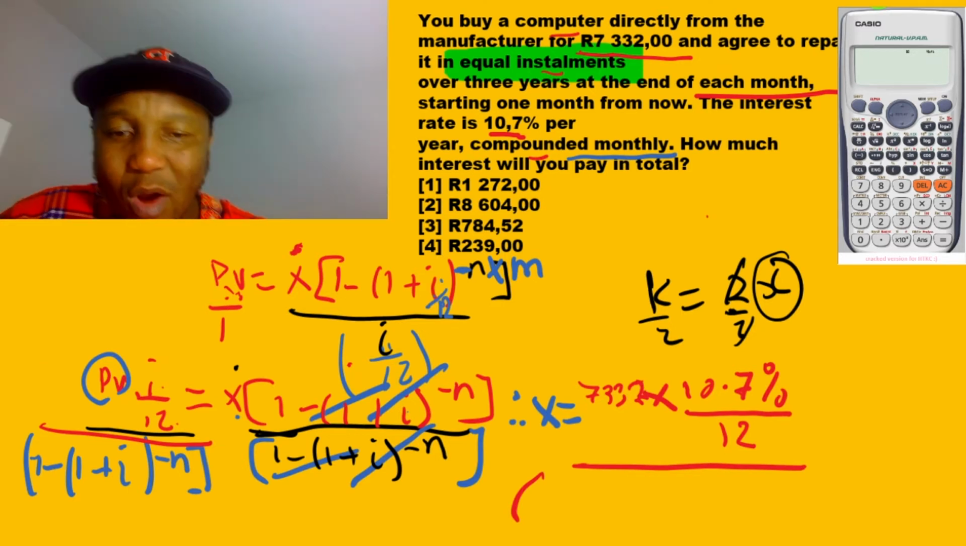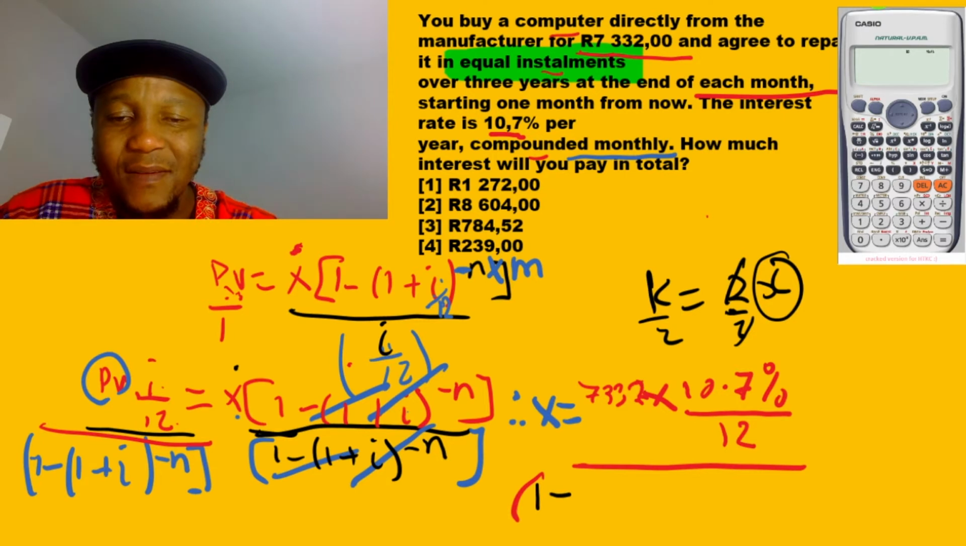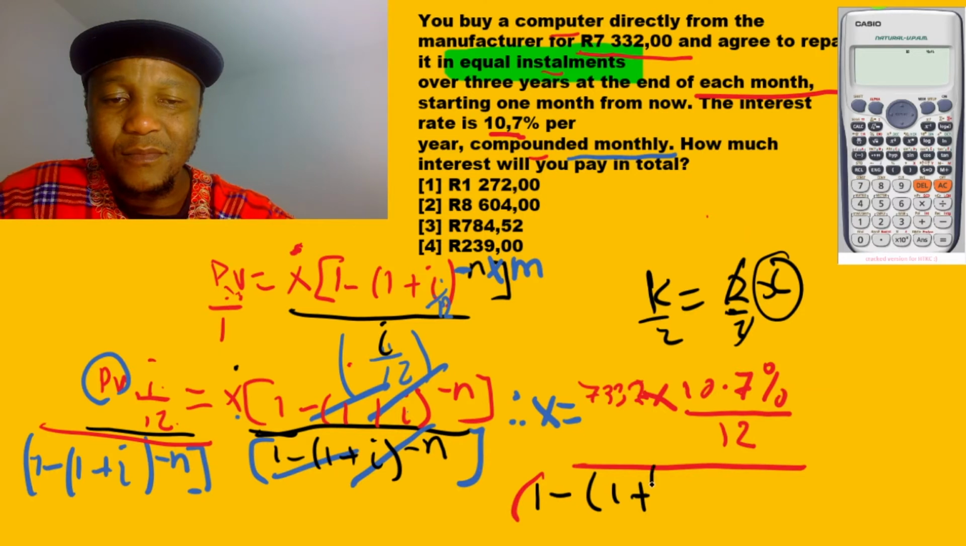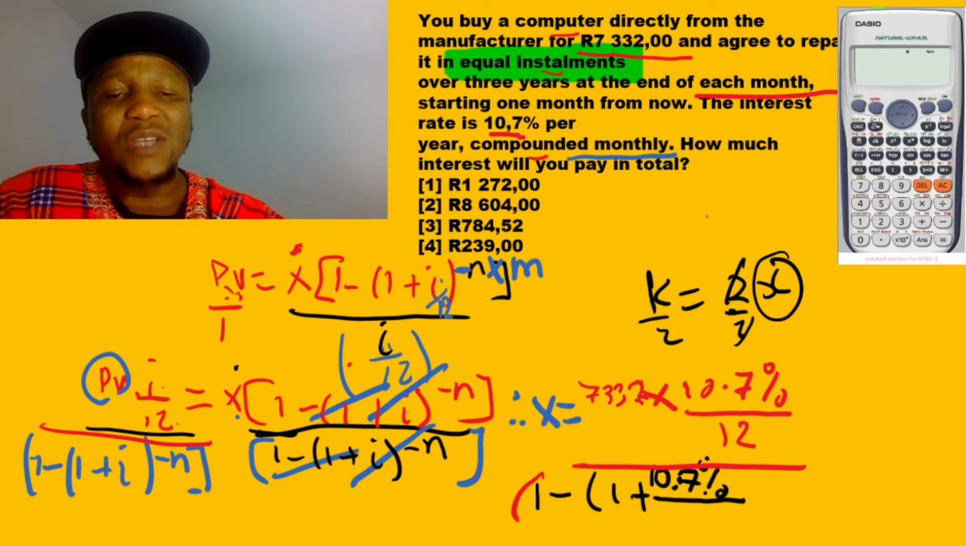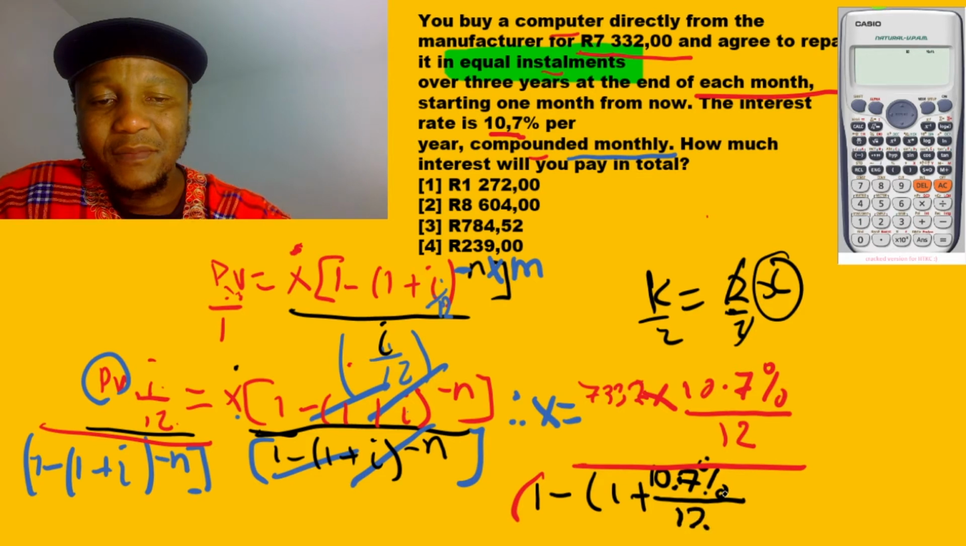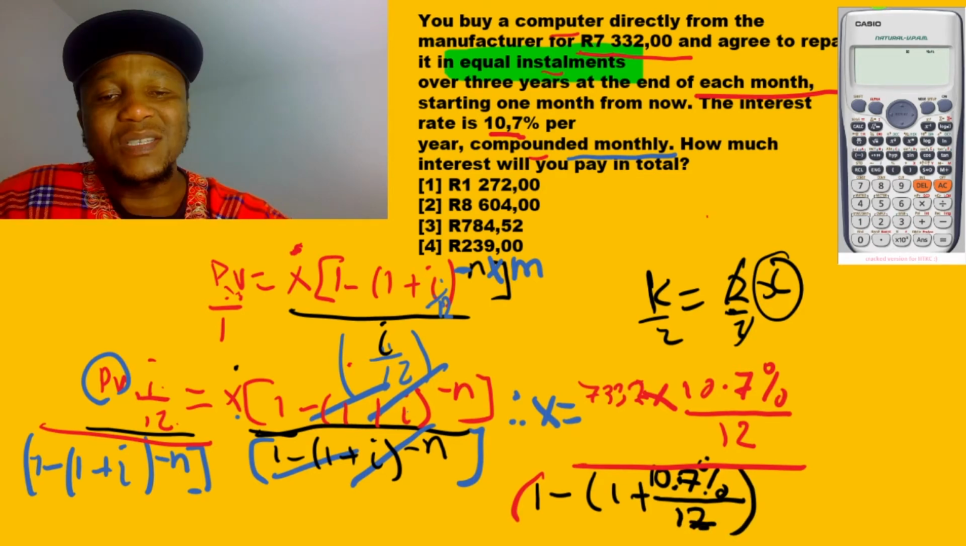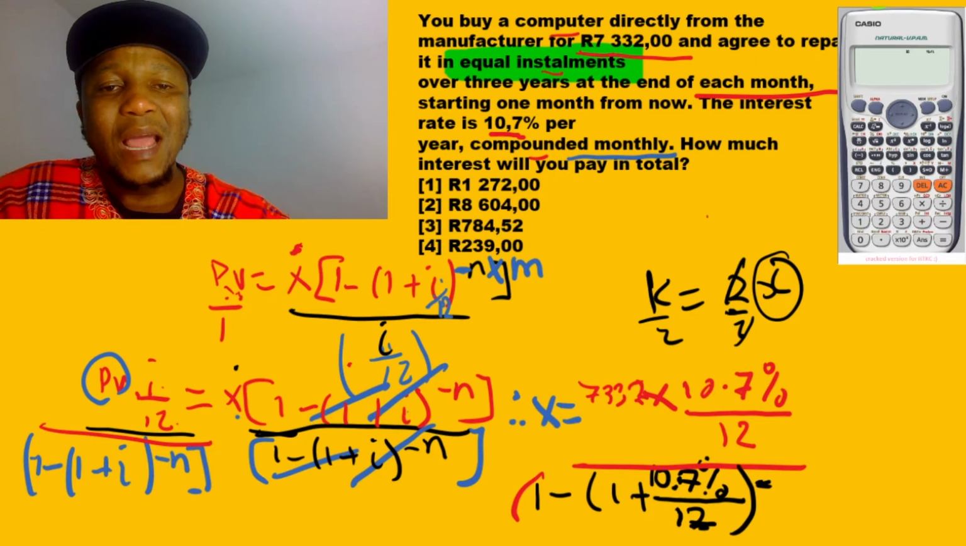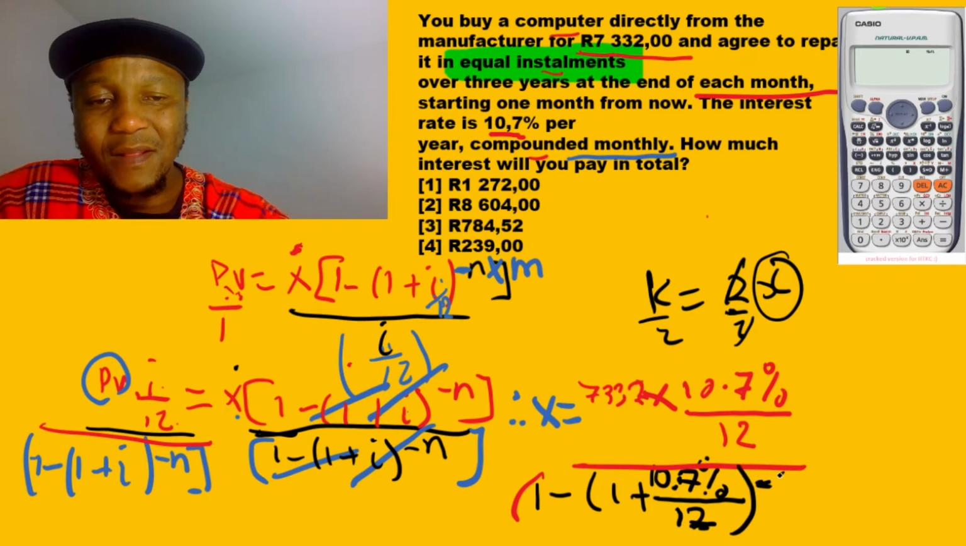We write our bracket and then we finish up. So we're going to say 1 minus (1 plus interest rate). What is the interest rate? Our interest rate, 10.7% over how it was compounded, monthly. So just like I say, and then we raise to negative n. What is n? n is time. How long? 3 years. So I'm going to say 3.